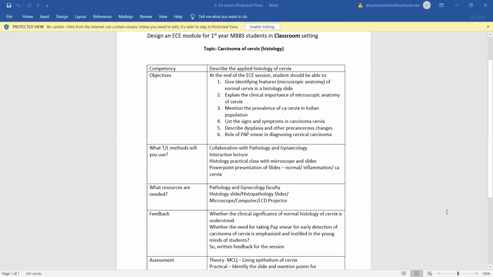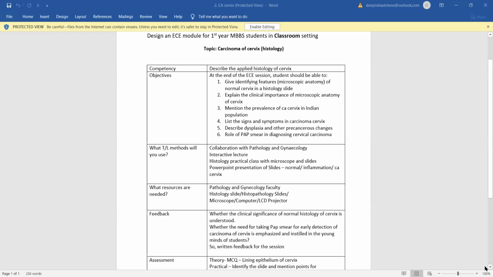Third, mention the prevalence of CA cervix in Indian population. Fourth, list the signs and symptoms in carcinoma cervix. Fifth, describe dysplasia, and sixth, give the role of pap smear in diagnosing cervical carcinoma. So these are the objectives that are framed for this competency.